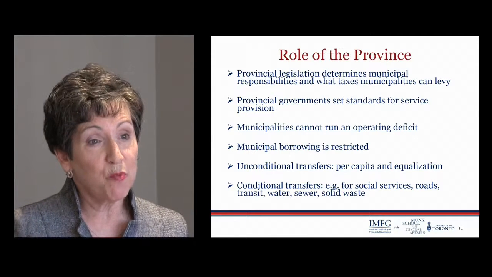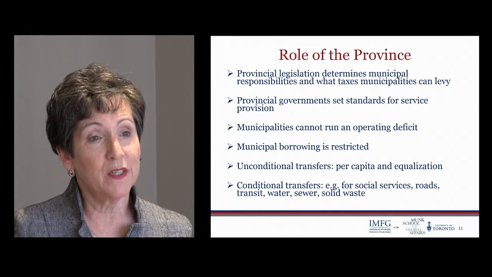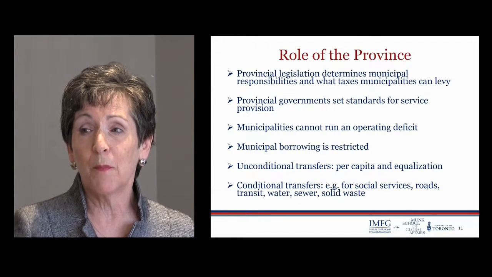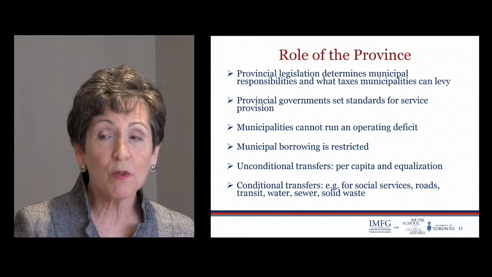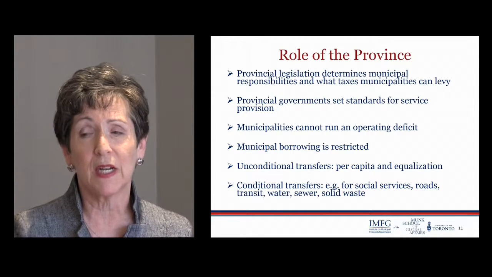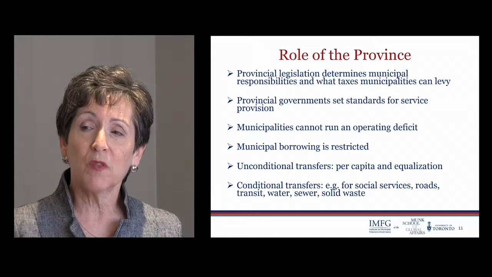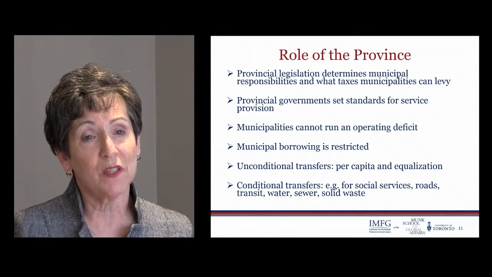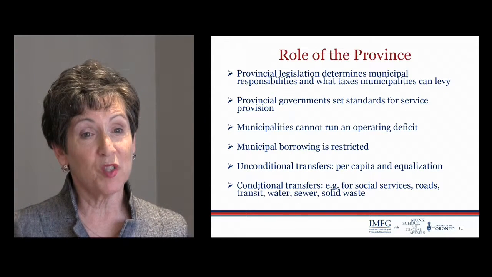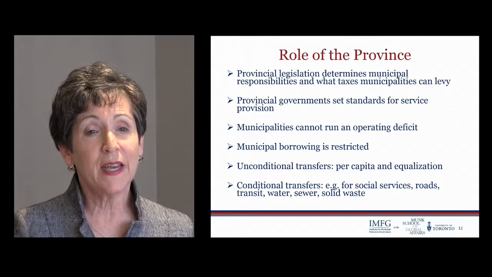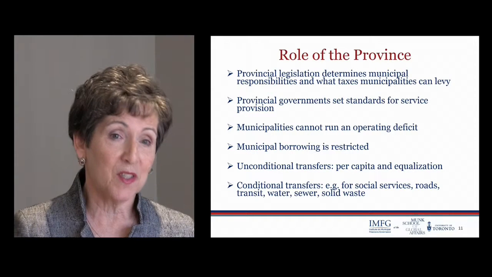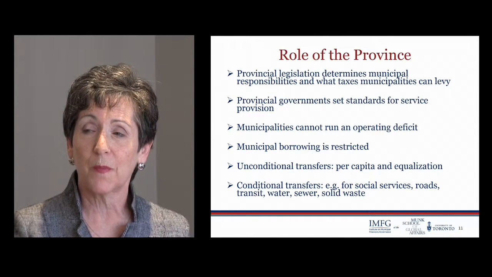The legislation in each province says that municipalities cannot run an operating deficit. They have to balance their operating budgets. They can, however, borrow for capital purposes, but borrowing is restricted in most provinces. So for example, in Ontario, the province that I live in, the borrowing rules say that debt charges cannot exceed 25% of own source revenues. In other words, the principal and interest costs, the debt charges, cannot exceed 25% of the revenues municipalities collect themselves. It doesn't include transfers, only their own source revenues.